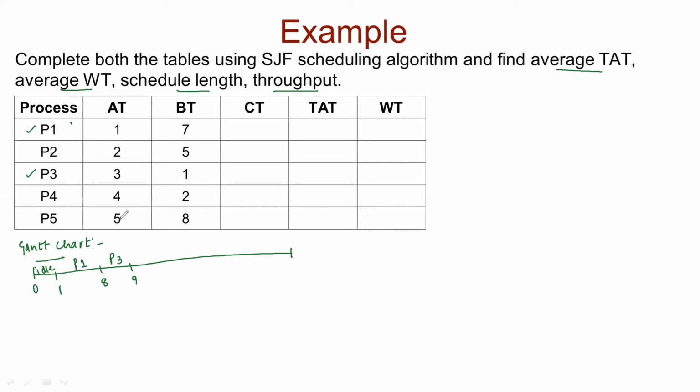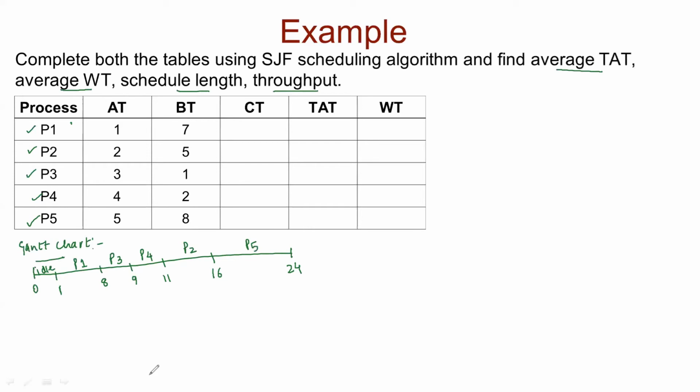At time 9, among P2, P4 and P5, P4 will be selected because its burst time is just 2 time units, which is shorter than the other 2 burst times. After P4, among P2 and P5, P2 has the shortest burst time. So it will execute till 16 time units. At time 16, there is just one process left in the system, which is P5. So P5 will execute for 8 time units.